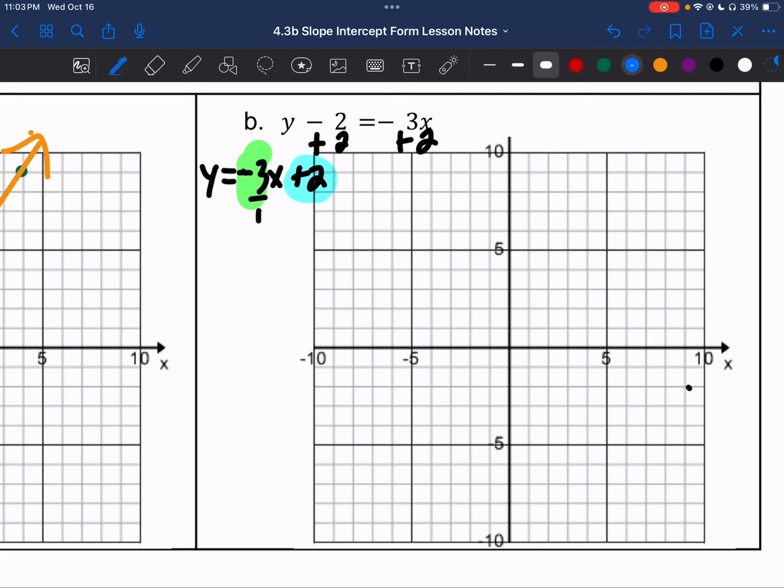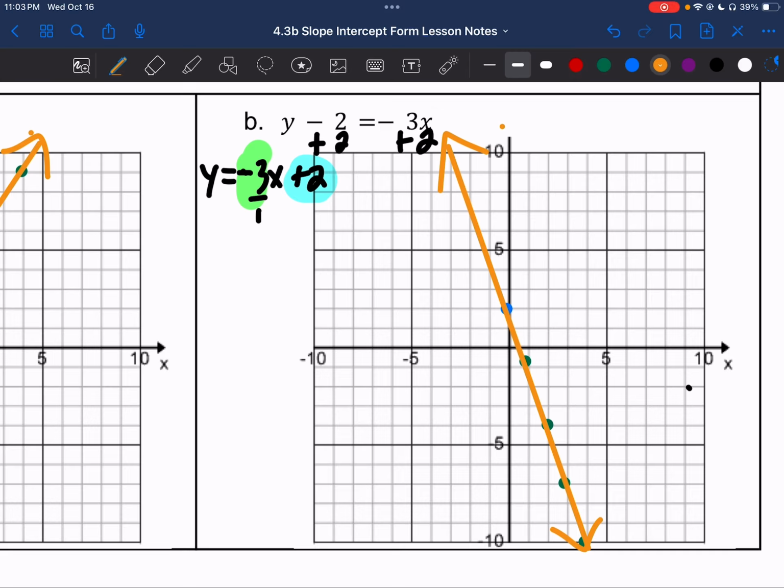So we're going to start off at positive 2, and my slope is negative 3, so we're going down 3 and to the right 1 with each step. Down 3, right 1, down 3, right 1, down 3, right 1. And we're going to go ahead and connect our dots, and when we do, we have our line.